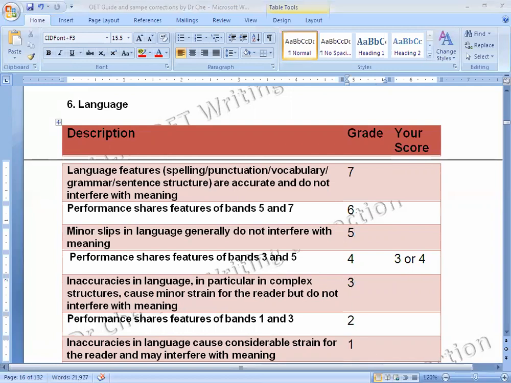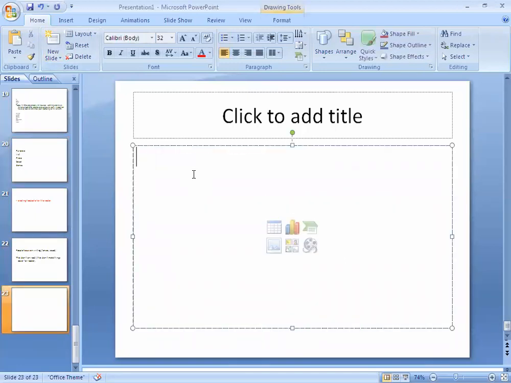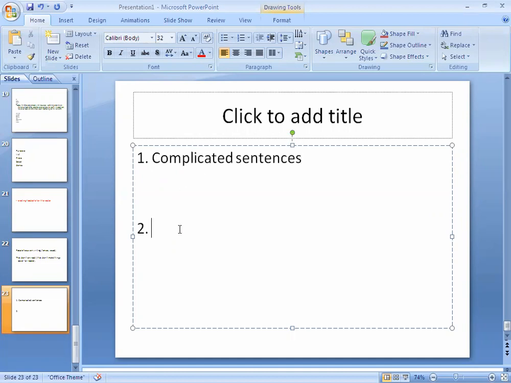Let me just show you one common mistake that many of you make. There are 2 categories. Number 1 is those students who use complicated language, complicated sentences. And number 2 are the overly simple sentences. Complicated sentences, let us take this example.